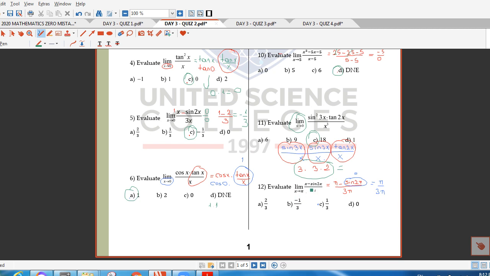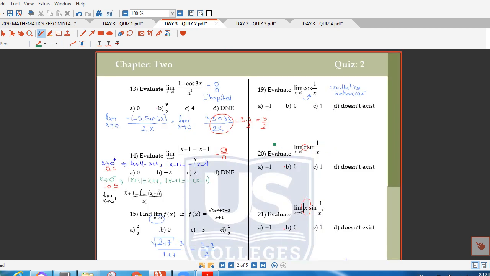It is rational. I need to check which case I have. We need to write pi instead of x. Pi minus sine 2 pi over 3 pi. Sine 2 pi is 0. The numerator is pi. The denominator is 3 pi. Simplification is going to give 1 over 3.